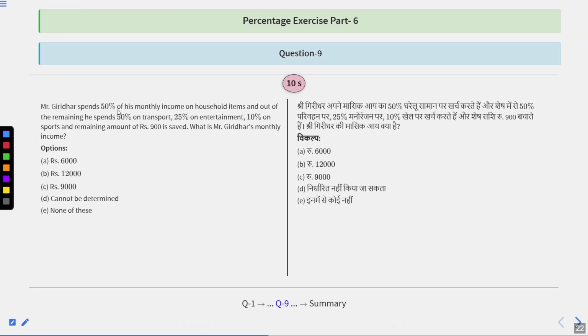Mr. Girdhar spent 50% of his monthly income on household items, and out of the remaining, he spent 50% on transport, 25% on entertainment, 10% on sports, and the remaining amount of rupees 900 he saved. What is Mr. Girdhar's monthly income? Now you have 5 options and 10 seconds to solve this question. Your time starts now.